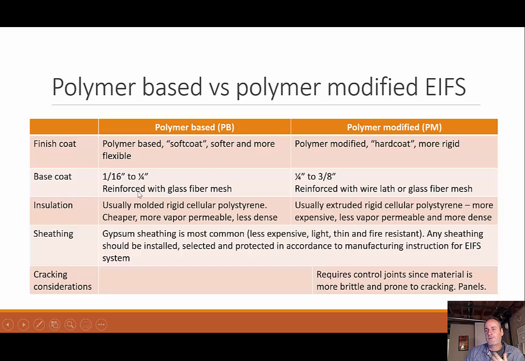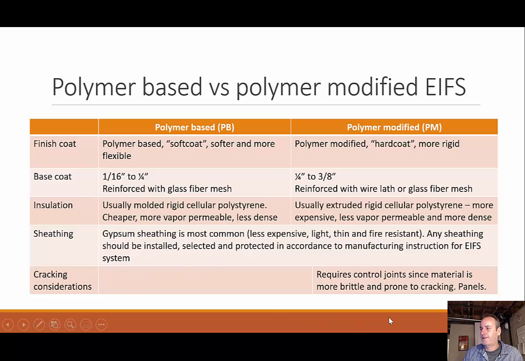Because of that, it affects what kind of reinforcing we can have on that base coat. It has to be just fibers within this really thin material on our polymer base, so we have a glass fiber mesh, versus our thicker polymer modified, we can use a wire lath or glass fiber mesh, something a little thicker, right? Then we have our insulation, pretty similar. This one is less expensive. This is more expensive for our polymer modified. We have our sheathing. That's the same in both of them.